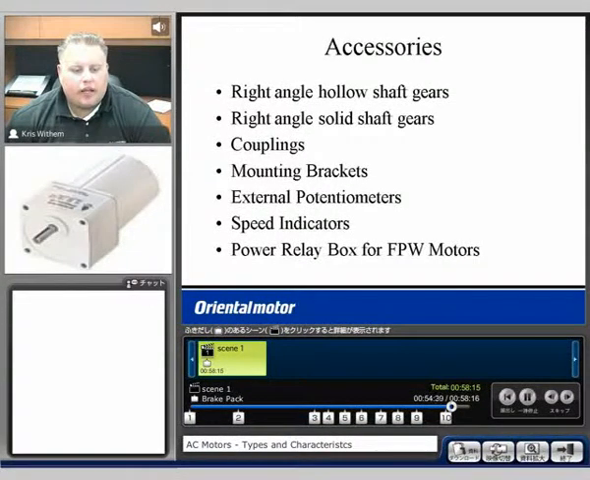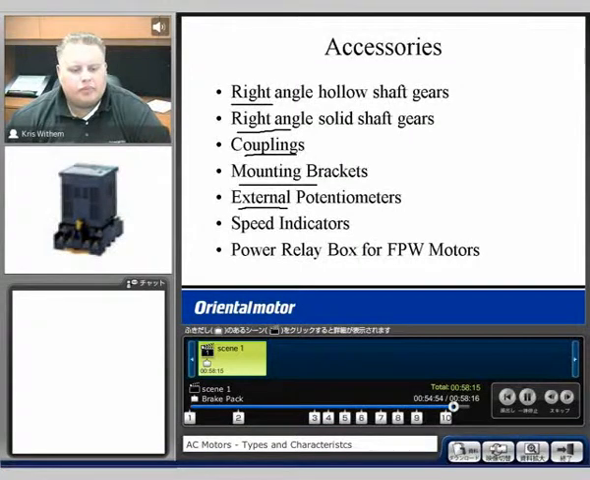Again, as we talked about, we have different right angle hollow shaft gears available, right angle solid shaft gearheads available, different couplings, mounting brackets, external potentiometers are available. So, for example, using the TMP, the external control for the torque motor, there's an onboard potentiometer for that TMP. However, if you were using this for some type of board control unit or controller panel away from the actual electrical panel, you can purchase an external potentiometer. Electronic speed indicators are available to be purchased as well too, telling you what the actual speed of the motor is or the motor after with the gearbox.